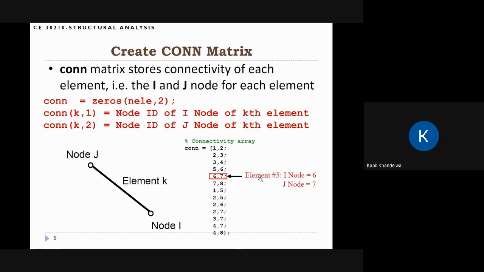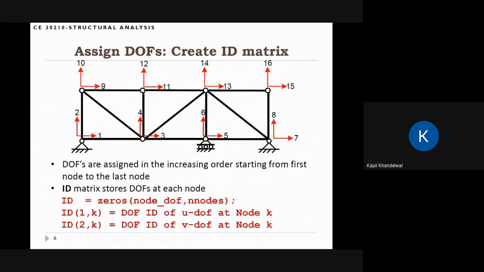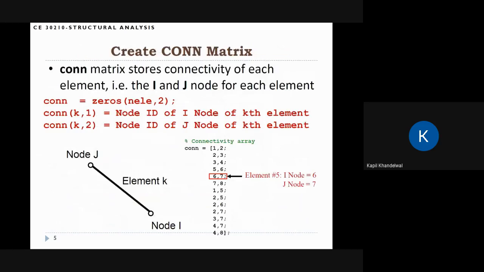For example, if we go up to the fifth element, the I node is 6 and the J node is 7. So let's go to the fifth element to see what it is. For the fifth element, I'm saying I node is 6 and J node is 7. And this is how we are building this connectivity array.